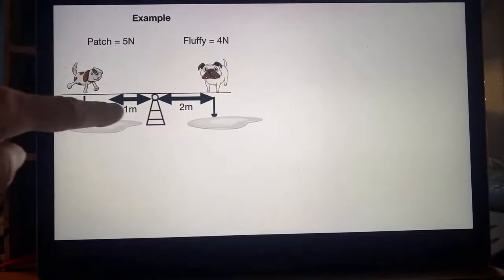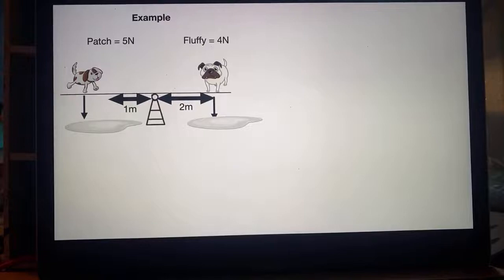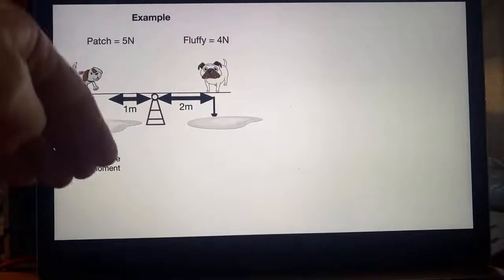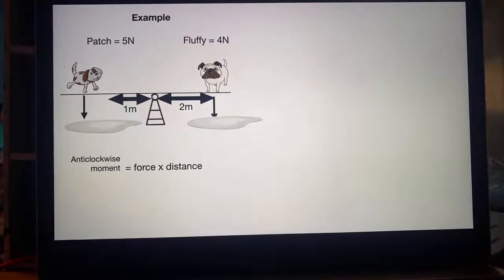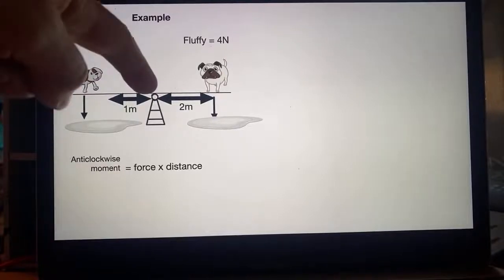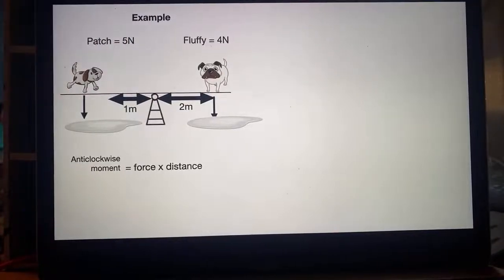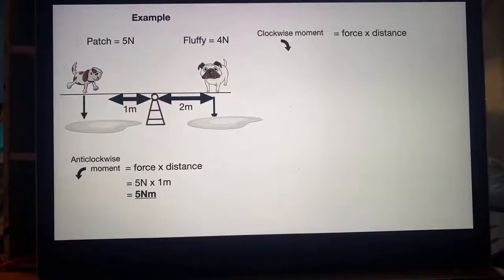Patch weighs 5 newtons and is 1 metre away from the pivot of the seesaw. Fluffy weighs 4 newtons and is 2 metres away from the pivot of the seesaw. Which one of these dogs is going to end up getting dunked in the water below? Well, the anti-clockwise moment, how much the seesaw wants to turn in the anti-clockwise direction, is equal to the force pushing on it times the perpendicular distance from the pivot, which in this case is Patch's weight pushing down times 1 metre, which is 5 Newton meters.